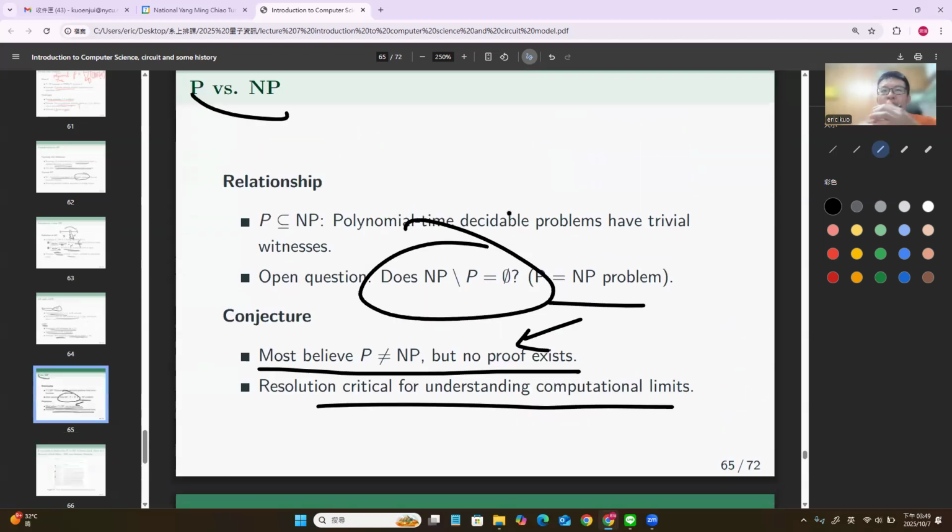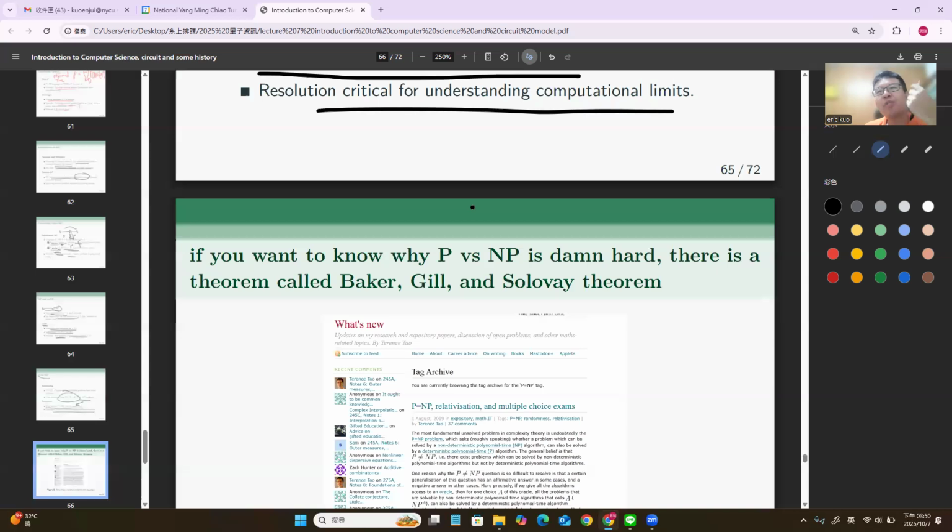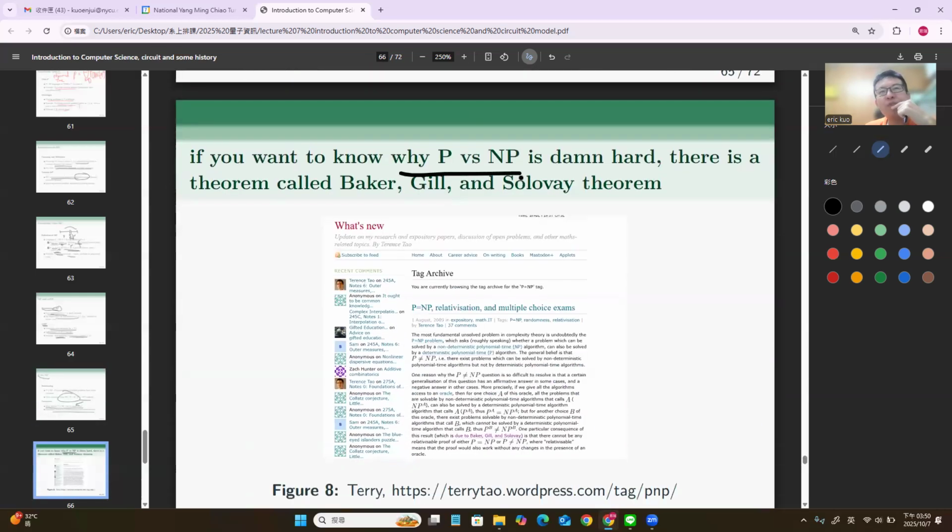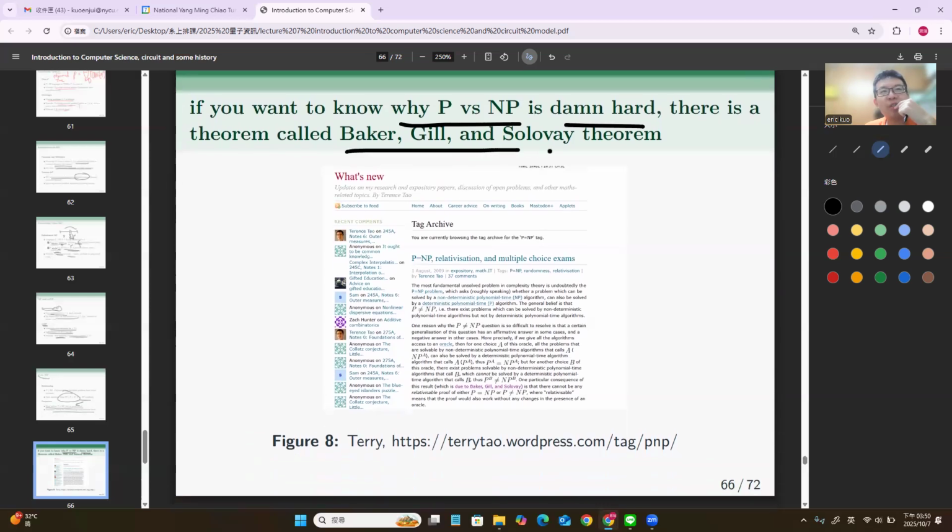The history is that in the 70s people asked whether P equals NP. If you solve it, you can get $1 million from the Clay Mathematical Institute. But people tried to prove it and got stuck. So people started to ask why proving P versus NP is hard. If you're interested in why, there's a theorem called the Baker-Gill-Solovay theorem, which is hard to explain in my lecture. I can explain the details, but we don't have enough time.